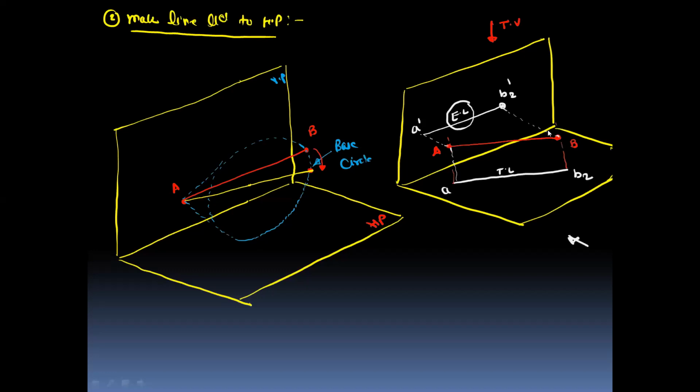So during the last lecture, we were discussing the problem where the line is inclined to both the planes, HP and PP. Okay. So we have seen the three-dimensional representation. Now we will try to draw the projection on a two-dimensional plane. That is your drawing paper.